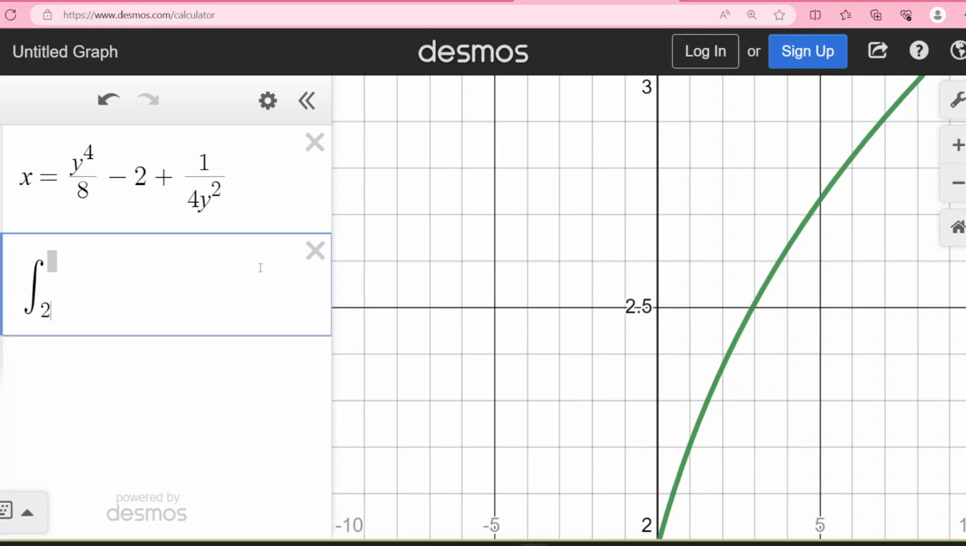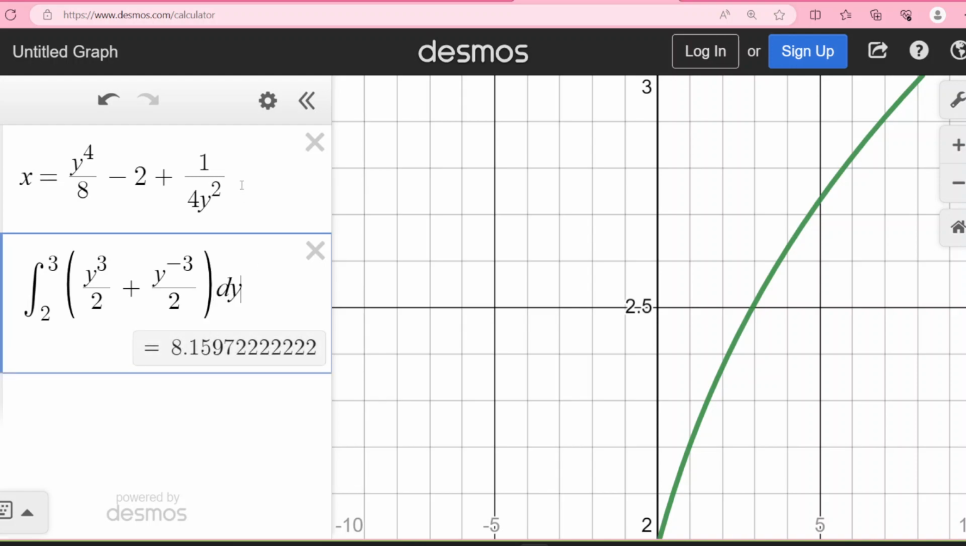We had the integral from 2 to 3 of, and then I had y cubed over 2, right? Half y cubed plus half y to the negative third. So y to the negative 3 over 2. Close parentheses on that, d y. You can't see it, it's on the left side here, but right where my cursor's flashing, by the upper limit of the integral, there's a change to fraction button, and yes, you see it's 1175 over 144.